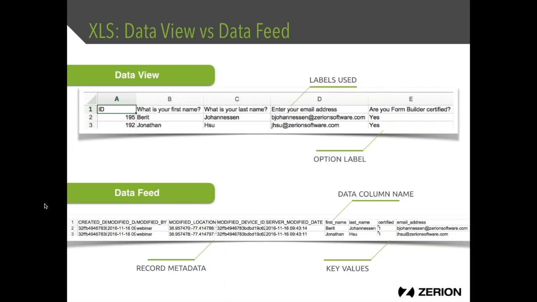What I have here now is a screenshot of both a data view as well as a data feed, and I did these by downloading them as either an Excel or an XLS file. If you look at the data view, which is at the top, you can see at the first row, the name of each column is the label that was used for that field. Moreover, for the option list field, the select that says whether you're an iForm user or iForm certified or not, you're going to see the label of the option list as well.